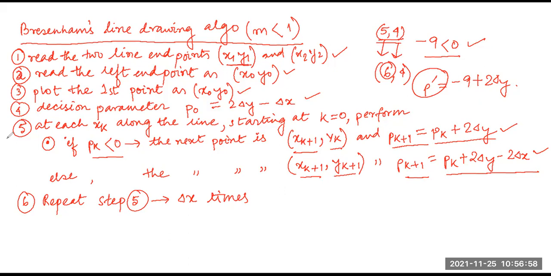So this step 5, infinite times I won't be doing, right? I will be repeating this step 5 in a loop up to del x times, whatever the value of my del x. Suppose the value is 5 or 6. So I will repeat this step 5 times or 6 times depending on the value of del x. And this algorithm will only work for m lesser than 1. So first I need to calculate whether the value of my m is lesser than 1. If it is, then I will follow this algorithm.